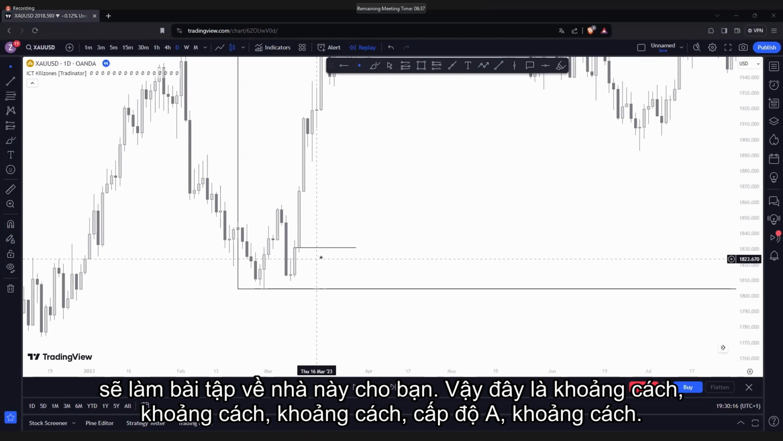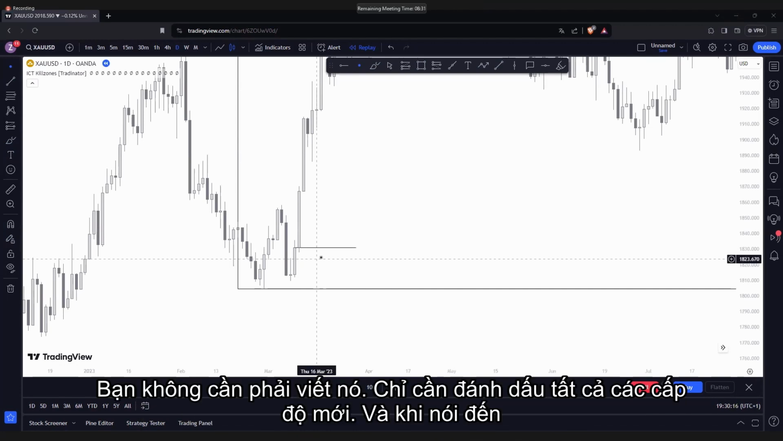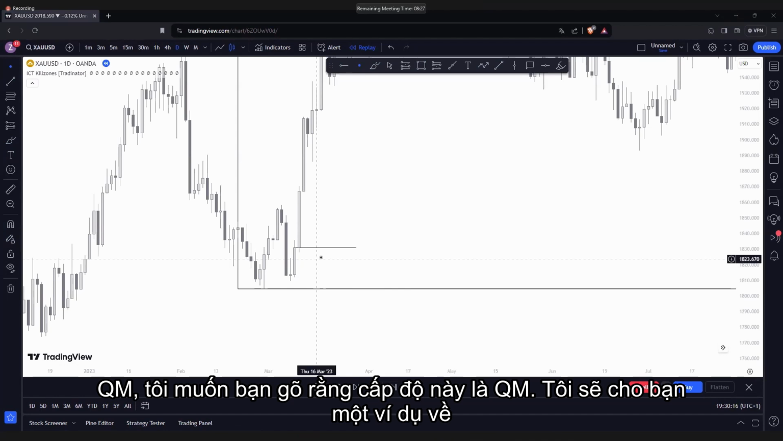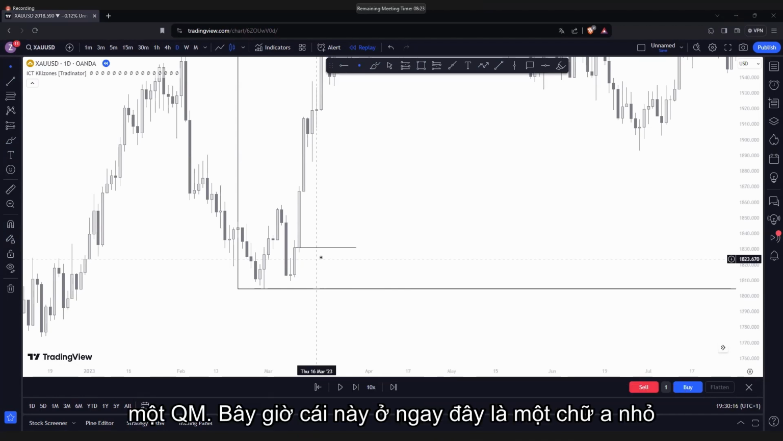Now I'm going to do this piece of homework for you. So this is a gap, gap, gap, A level, gap. You don't have to write it. Just mark all the fresh levels. And when it comes to the QMs, I want you to type that this level is a QM. I'm going to give you an example of a QM.